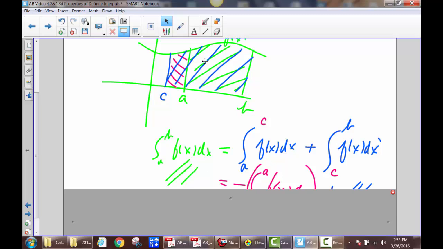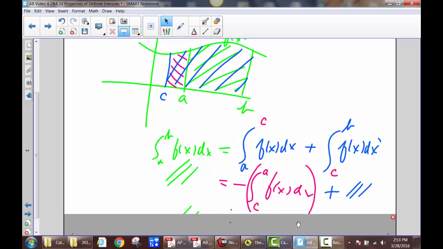The integral from a to b, as you can tell, is this green region. The integral from a to c is this pink region. However, because I'm going from a backwards to c, the dx's will be negative. So the value of this will end up being negative. So if I want it to be positive, all I've got to do is change the limits of integration.